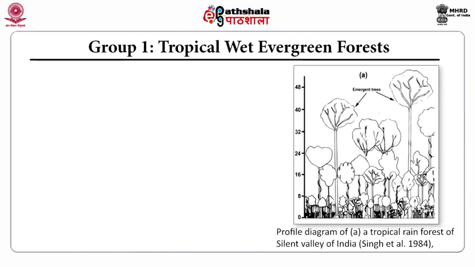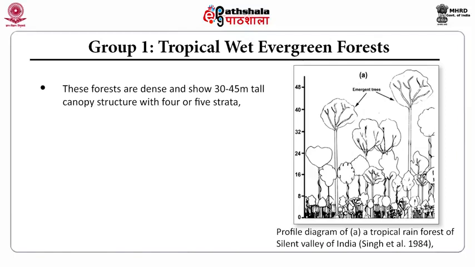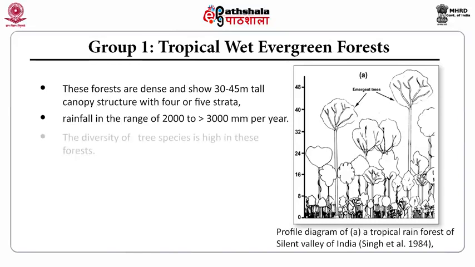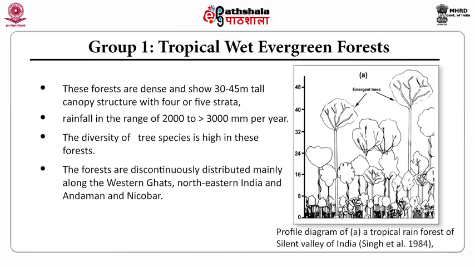We are discussing group 1, the tropical wet evergreen forests. These forests are dense and show a 30 to 45 meter tall canopy structure with 4 or 5 strata. Rainfall is in the range of 2000 to greater than 3000 millimeter per year. Diversity of tree species is high in these forests. These forests are discontinuously distributed mainly along the Western Ghats, the northeastern India and the Andaman and Nicobar.